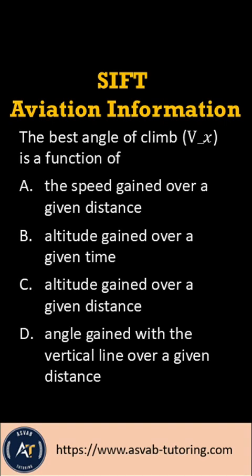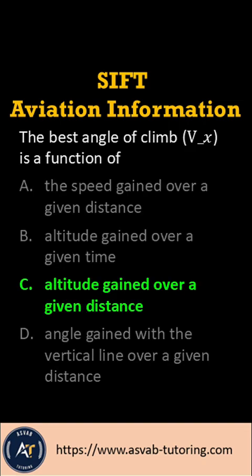The best angle of climb, Vx, is a function of A. The speed gained over a given distance. B. Altitude gained over a given time. C. Altitude gained over a given distance. D. Angle gained with the vertical line over a given distance.